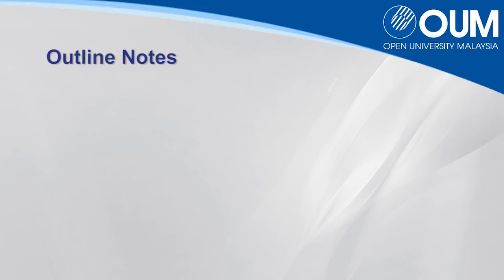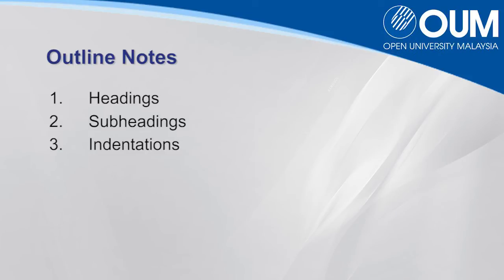Outline notes are important because what you need to do simply is to write down in your own words the headings, the subheadings, places where there are indentations or items marked with indentations. You can also make column notes.